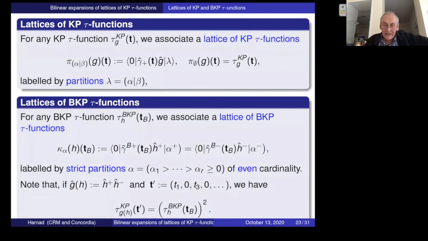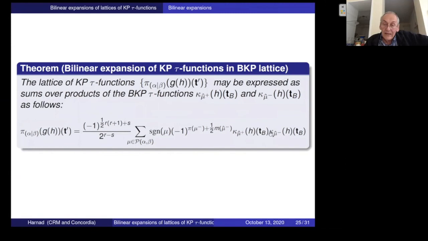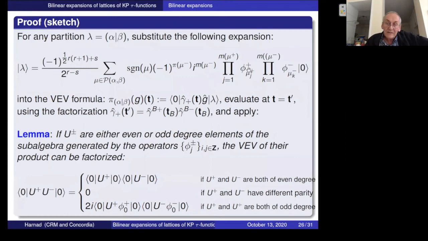And the result is that the corresponding KP tau function, just like in all examples, is a sum over products of BKP tau functions, where these are the polarizations of the alpha beta that we started with. And the sign factors, everything is exactly the same as in the general case. But now this is no longer a Schur function, it's any BKP tau function, and this is equally valid. So I think I have to finish up, and I'm not going to go through the proof, but it's basically an application of this formula, which is a representation of the basis elements in terms of a product of basis elements of the other two types, and a factorization lemma, which allows you to separate out vacuum expectation values of the products of plus and minus neutral elements.